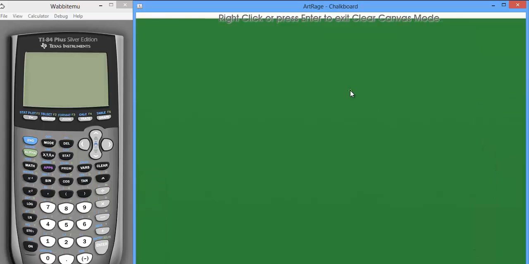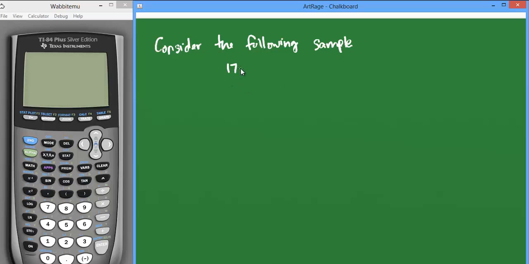For the first example, let's say we have a sample. Consider the following sample. Let's say the observations are 17.12, 18.49, 16.19, 20.14, 22.29, and 16.1.